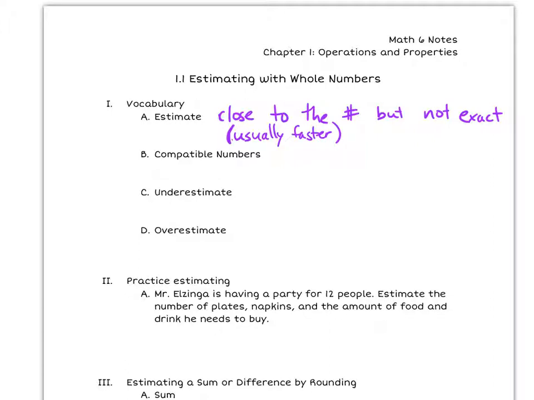Compatible numbers are numbers that work well together. And they make it easier. Because a lot of times we like to estimate. When we estimate, we use our brains. And when we estimate, we use compatible numbers because they're easier to do mentally. So compatible numbers are going to help make it easier.